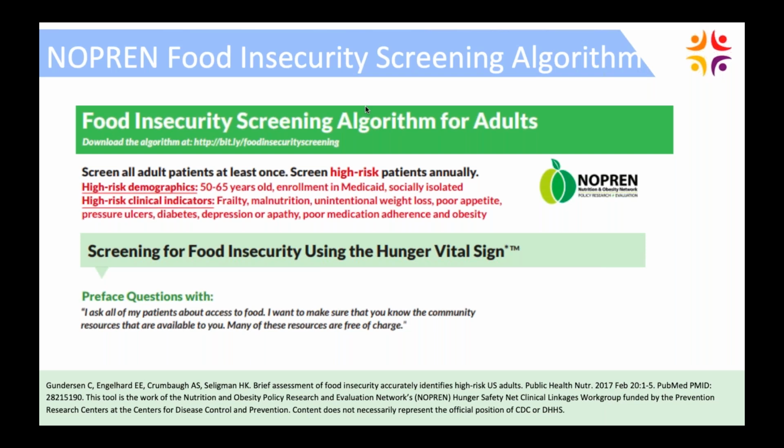At the top of this screening, you'll see recommendations to screen all adult patients, and this particular one is for adults, at least once. Your high-risk patients really should be screened annually. There's criteria here for what high-risk means. Some demographic information would be if they're 50 to 65 years old, enrolled in Medicaid, or socially isolated. They might also have clinical indicators that make them high risk, like frailty, malnutrition, unintentional weight loss, poor appetite, pressure ulcer, diabetes, depression, apathy, poor medication adherence, and obesity. The recommendation to screen annually acknowledges that people's circumstances change pretty frequently. Within the course of a year, a lot can happen.